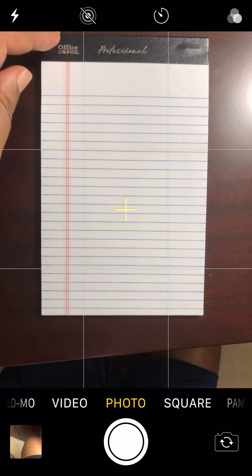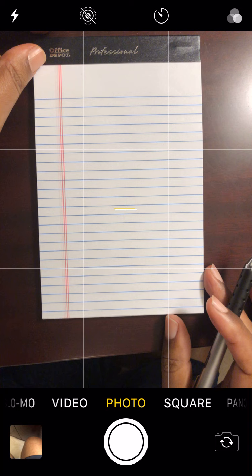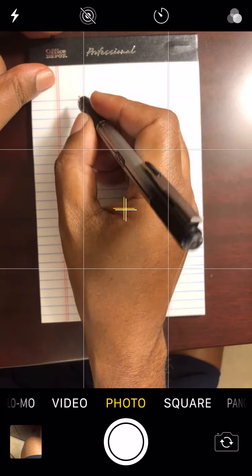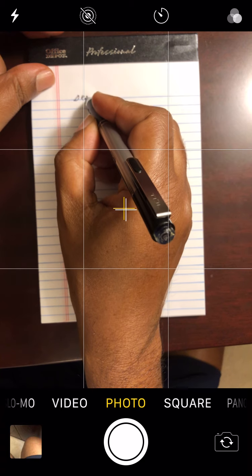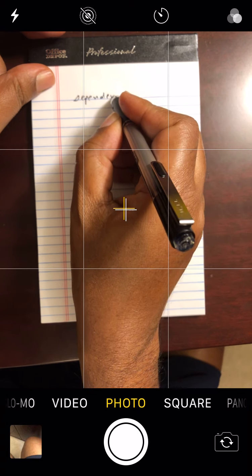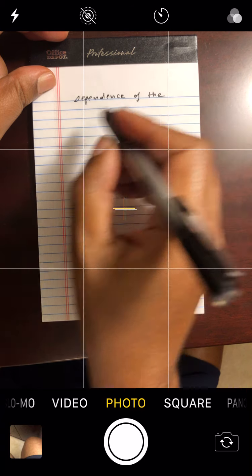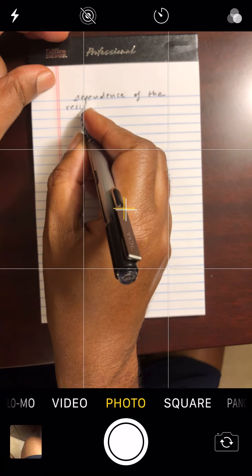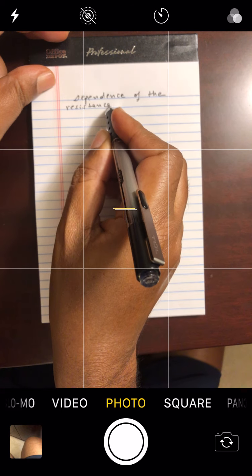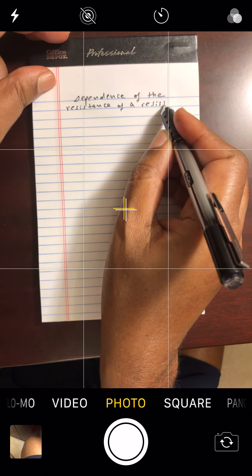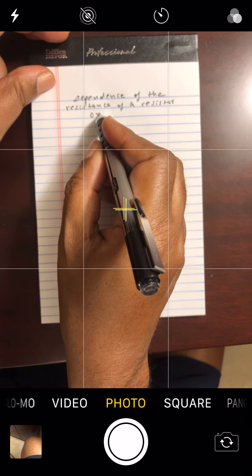So in this section, we're going to look at how the resistance of a resistor depends on temperature. So let's look at the dependence of the resistance of a resistor on temperature.